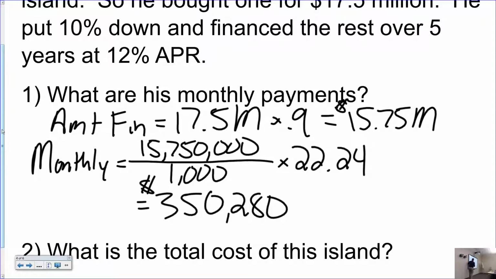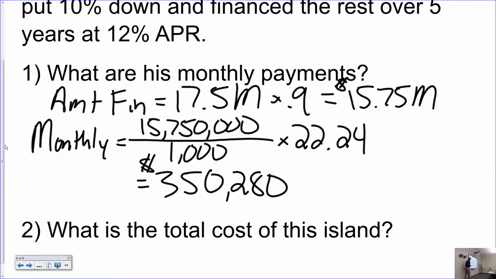So note, folks, his monthly payment to buy his island is more than any of us make in a year. Unless some of you are independently wealthy and I don't know about it. Don't tell me, I don't want to know. Or if you are, please do tell me so I can start begging.